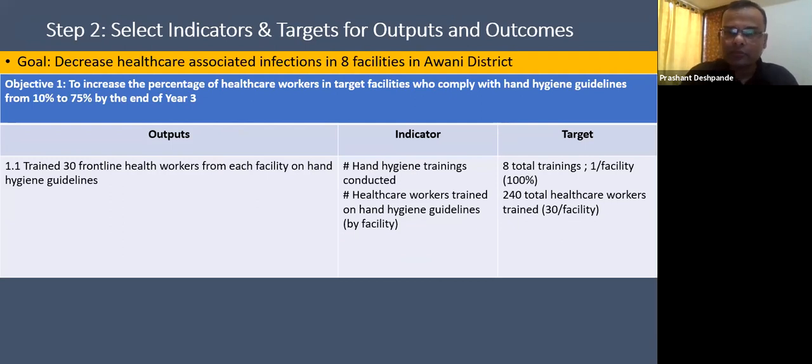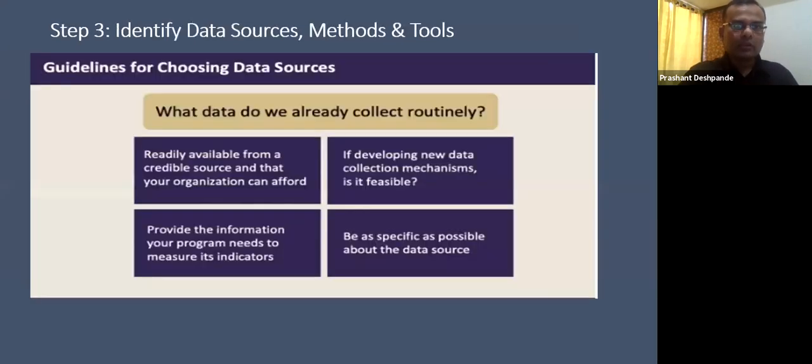So we can have maybe 30 healthcare workers per facility. So the target would be 240 total healthcare workers trained. So this is step 2. Now we'll go to step 3, and in step 3 we have to identify the data sources, methods and tools.